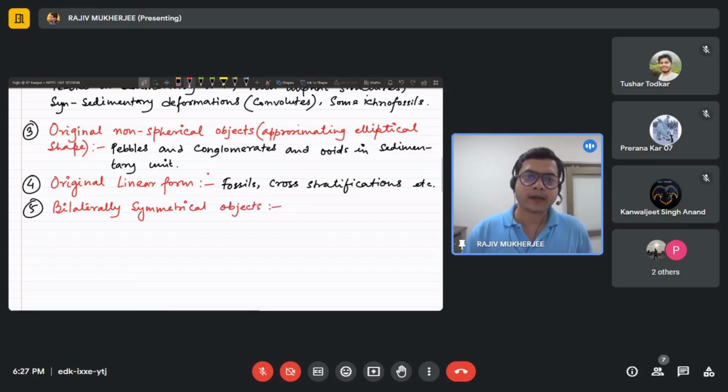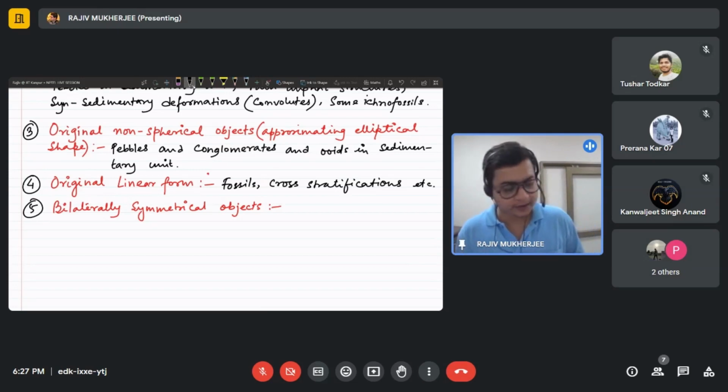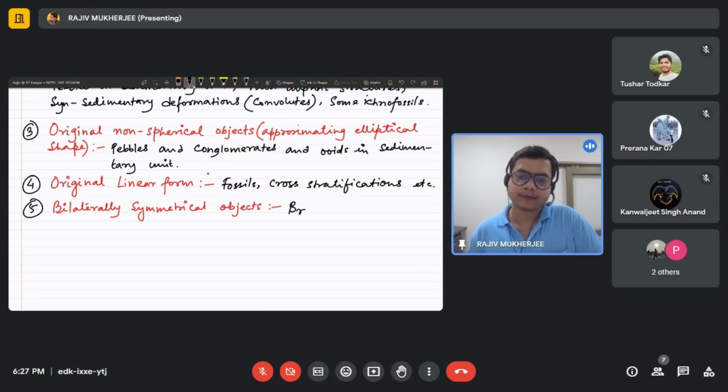So bilaterally symmetrical objects are generally fossils like brachiopods or bivalves. These are bilaterally symmetrical, and we use these deformed fossils as markers to quantify and analyze the different amount of strain and nature of the strain. So these are brachiopods, trilobites, right? And echinodermata fossils.